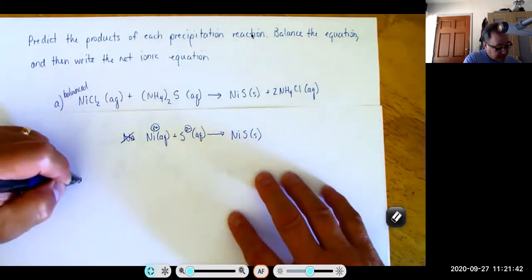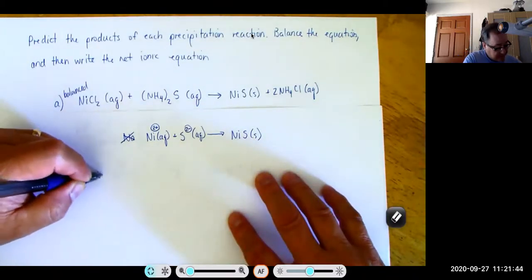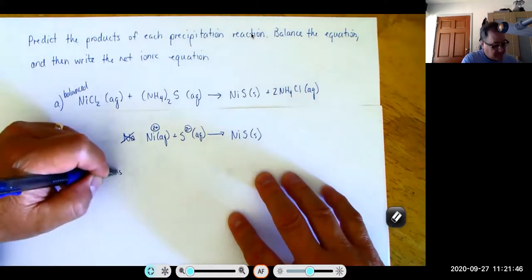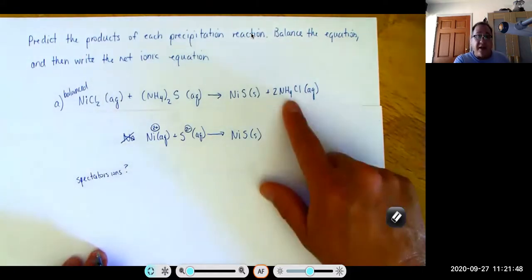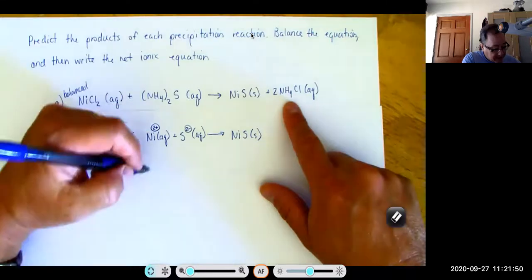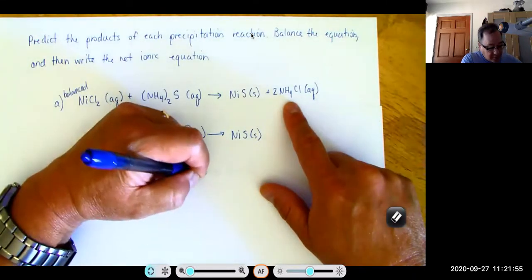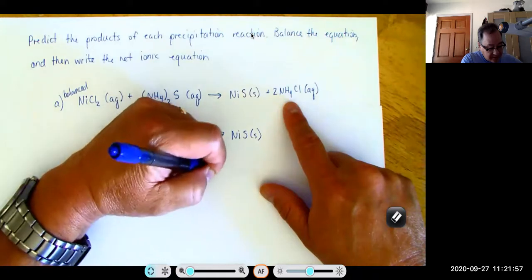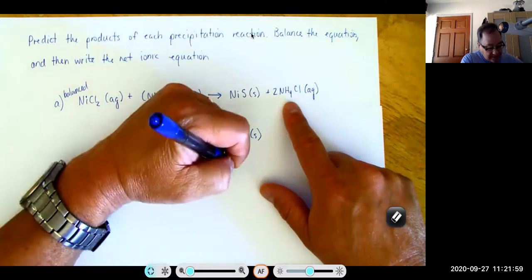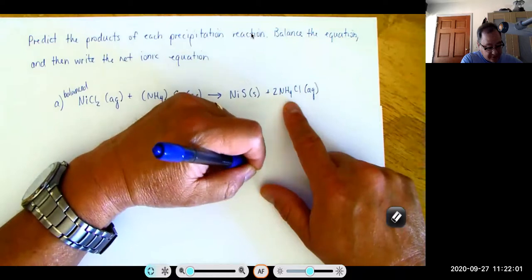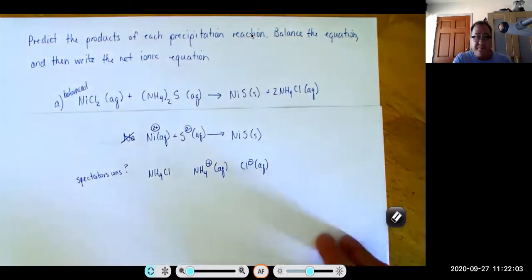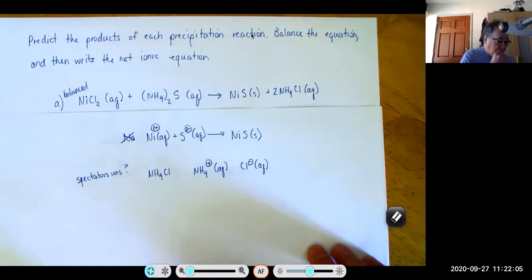Now, what are the spectators? Well, they are these ions here. So what are the ions in NH4Cl? They are NH4 plus 1 and Cl minus 1. Okay? All right.